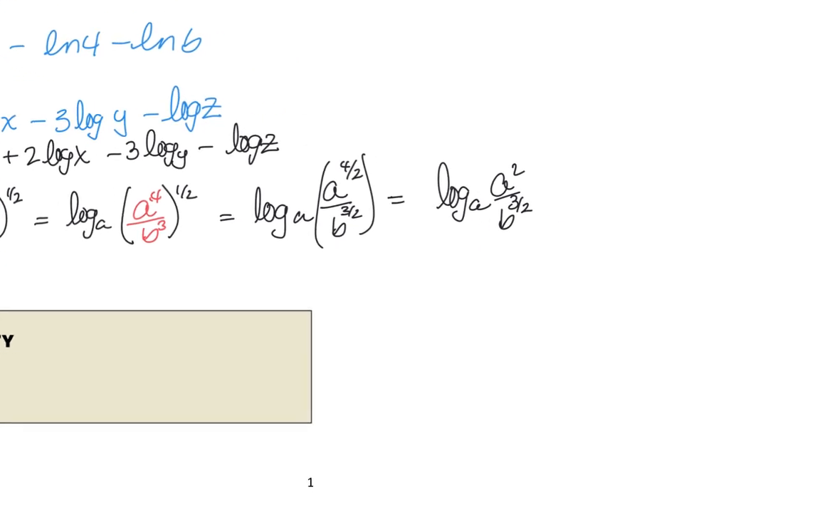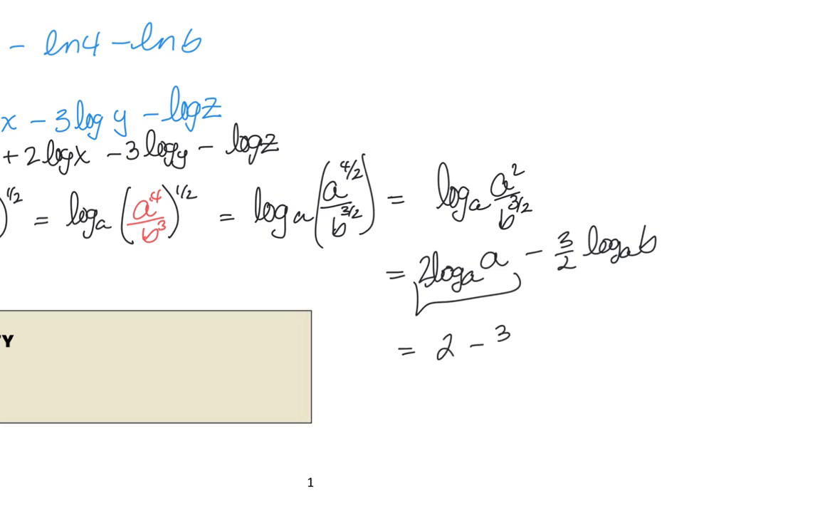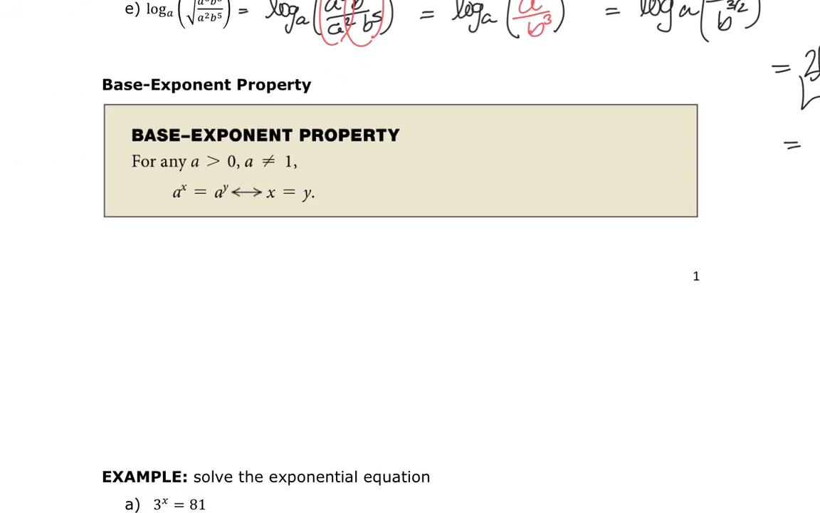And now I'm ready to expand this out. So this is 2 the log base a of a minus 3 over 2 the log base a of b. But the log base a of a is just 1, so this becomes 2 minus 3/2 the log base a of b. There's all of that in its glory.